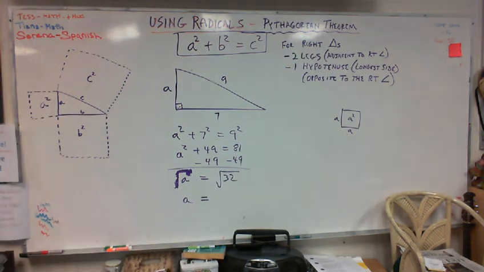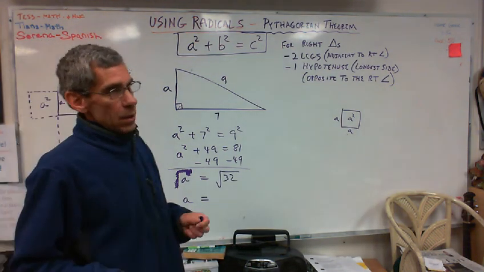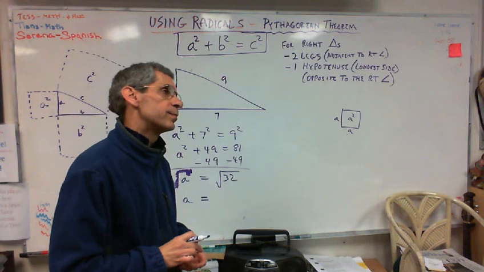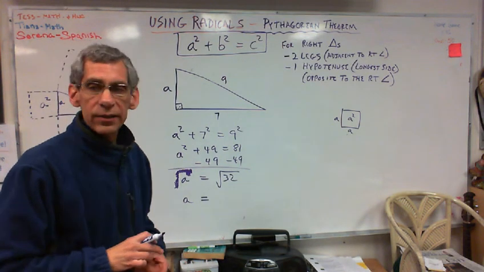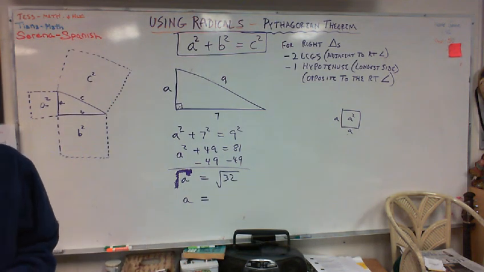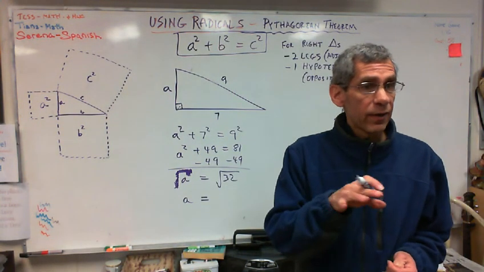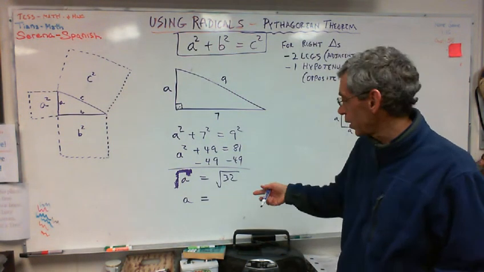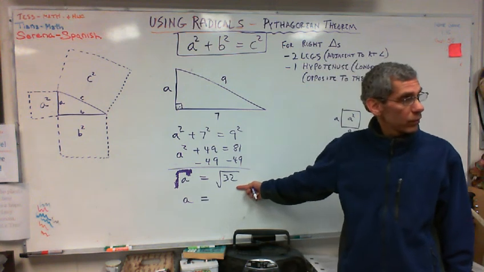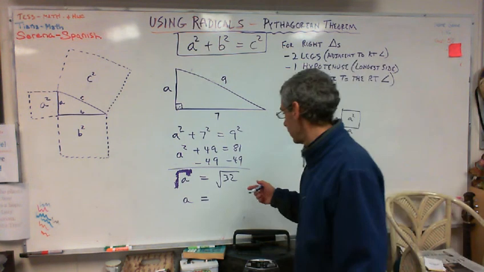Do we have to simplify it, or can we just leave the square root of 32? Yes, you should simplify it. If you can. If you cannot, then don't. If it doesn't have a perfect square in it, like if it was the square root of 33, you wouldn't be able to do anything. You'd have to leave it like that.